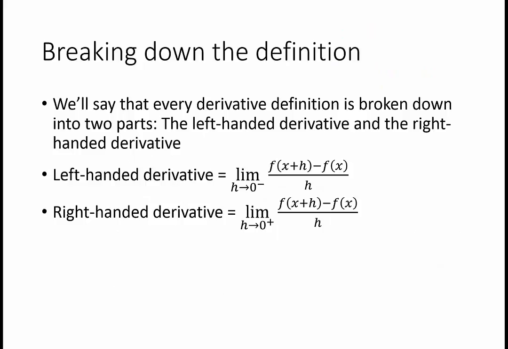More formally, we're going to break it down this way. Every single derivative has a left-handed part and a right-handed part. The left-handed part is the idea that we are approaching our value, but we're doing it with the h values being negative and approaching 0. The right-hand derivative being h values are approaching 0, but from the positive side. And if these two, right-handed and left-handed, don't agree, then we're going to say that at that point where they don't agree, the derivative doesn't exist. These two have to equal each other for the derivative to exist.